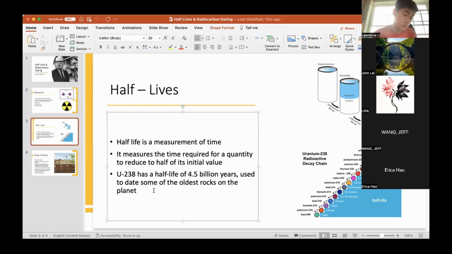We use uranium-238 to date super old rocks, super old things on Earth. We can use uranium-238 to date the Earth itself. Because uranium-238 has a half-life of 4.5 billion years, we can estimate the age of the Earth, and I think the estimate is around 4.5, 4.6 billion years. There's a question in the chat. Yes, that is correct, Ethan.